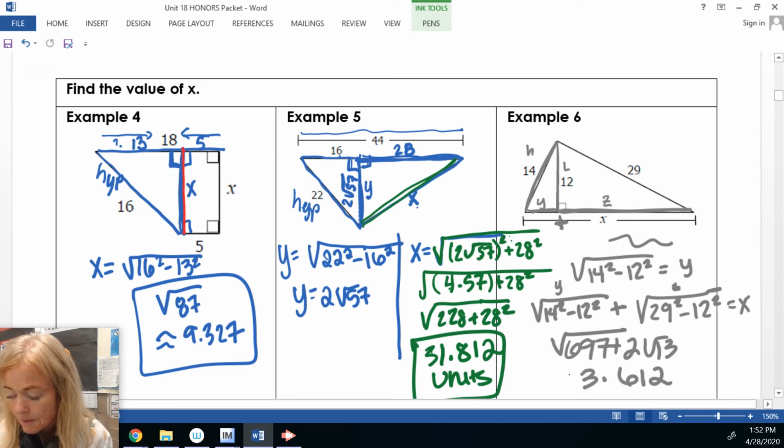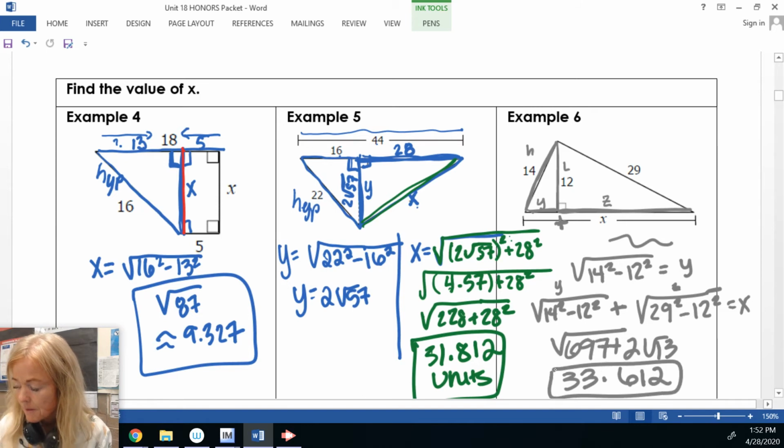33.612, actually. All right, and that's in units. So that's how you would do that one.